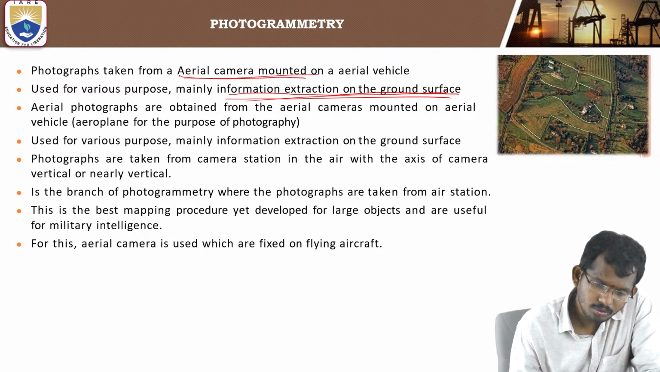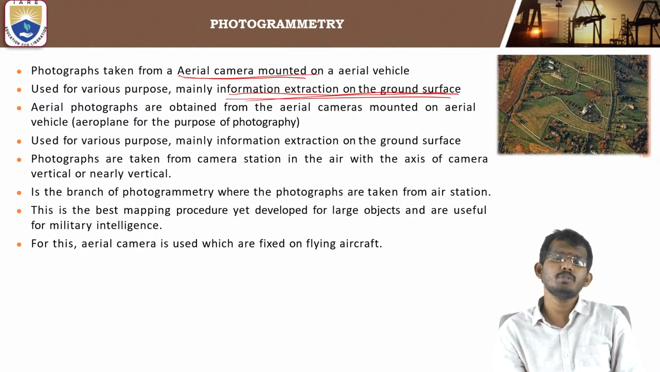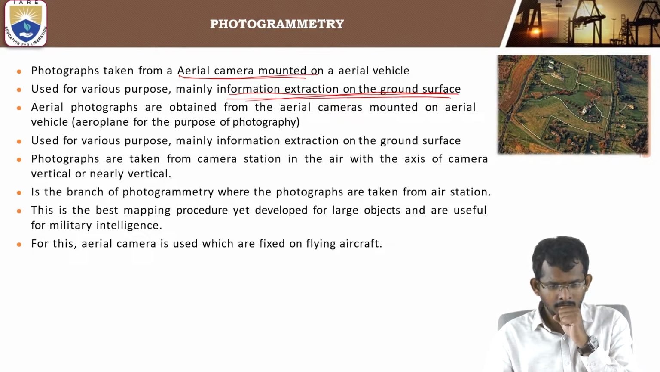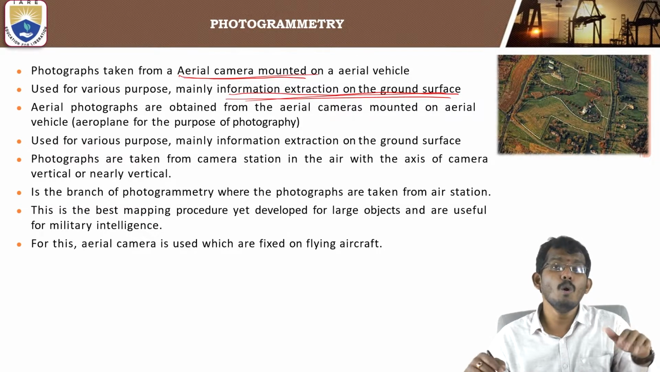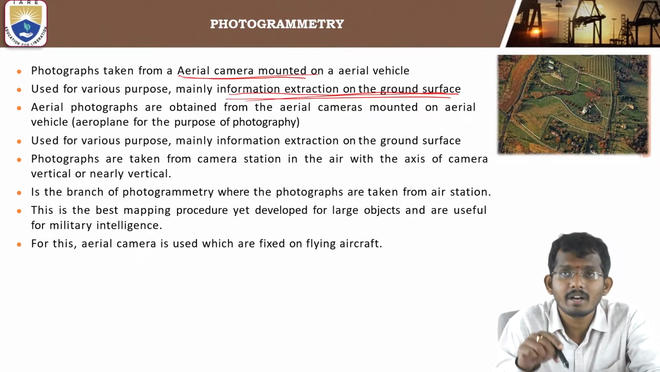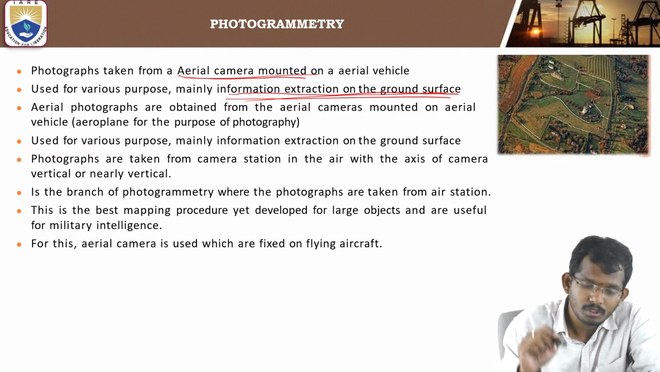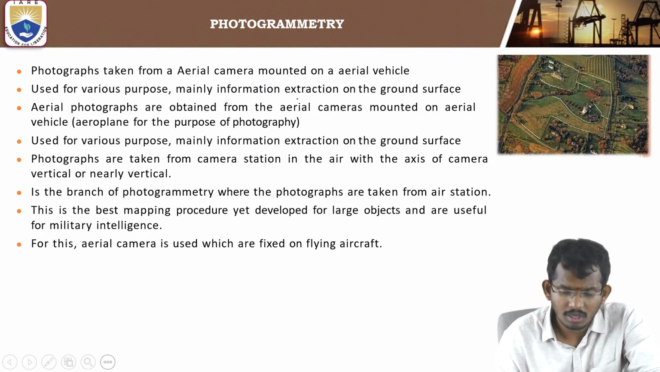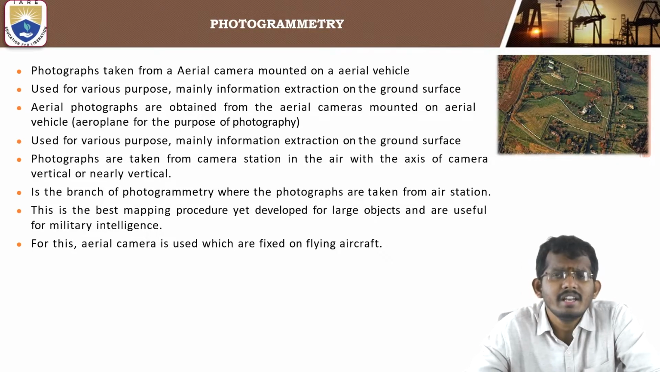Okay, so these two, aerial photogrammetry as well as terrestrial photogrammetry, both are used to extract information on the ground surface. But compared with terrestrial photogrammetry, aerial photogrammetry gives you more information on the ground surface. Okay, so aerial cameras mounted on aircraft are used in aerial photogrammetry. So this is used to extract information on the ground surface. Okay, which information? Height of the building, width of the road, length of the building, depth of the pond, anything you can extract.